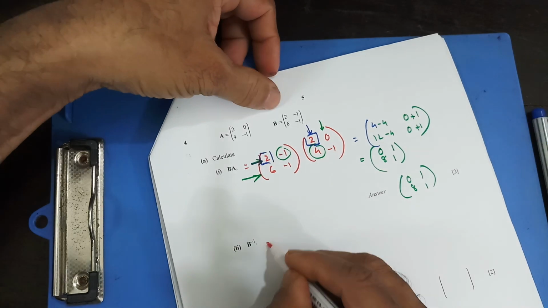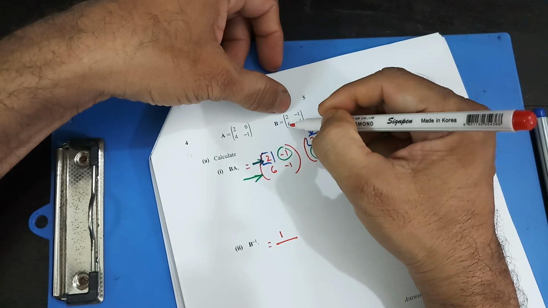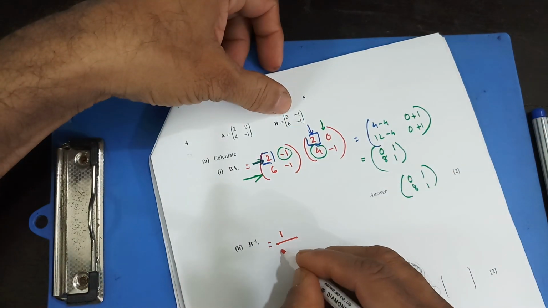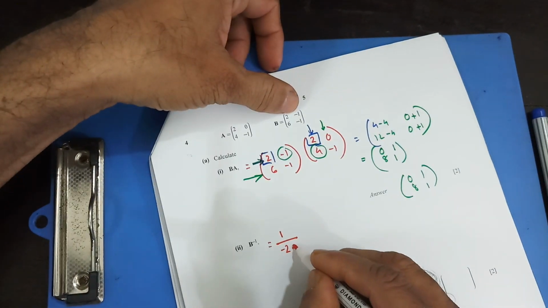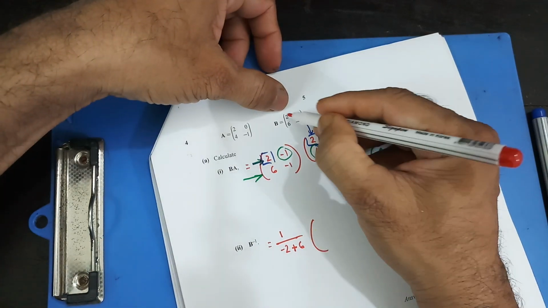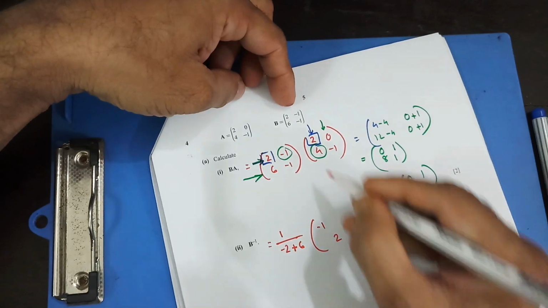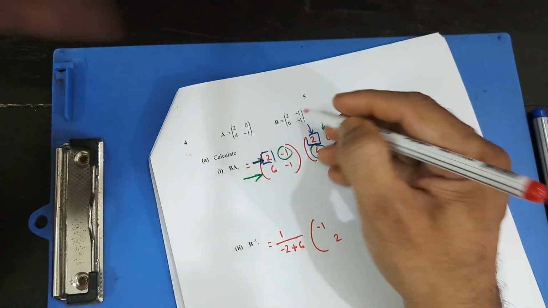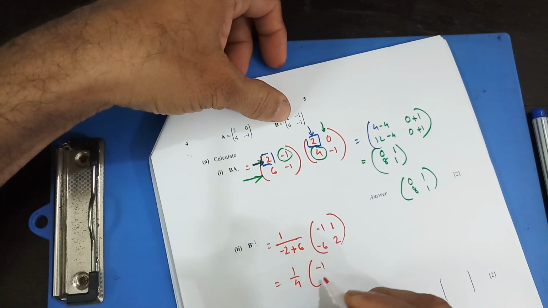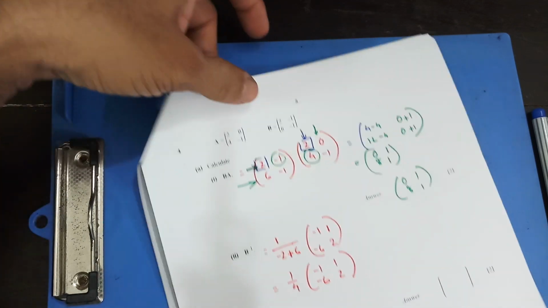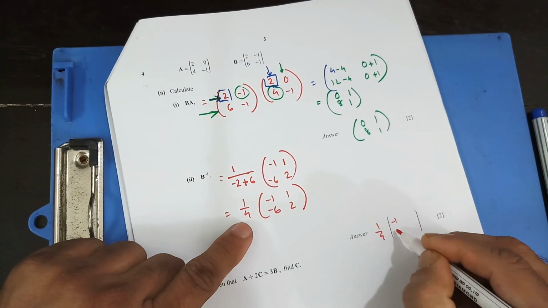Okay, B inverse. For B inverse, you take 1 by the cross product of this subtracted from this. 2 times minus 1 is minus 2, then minus 6, so minus plus 6. Then these 2 elements change their positions, so minus 1, this is 2. They don't change their position, but they change their sign. So it's 1, minus 6. So it's going to be 1 by 4 times minus 1, minus 6, 1, 2. We can keep it as it is, 1 by 4, or you can multiply each element by that, but I would rather keep it like that.